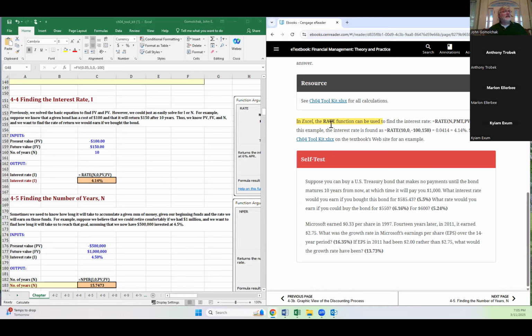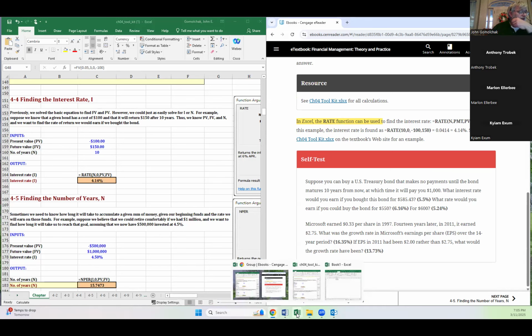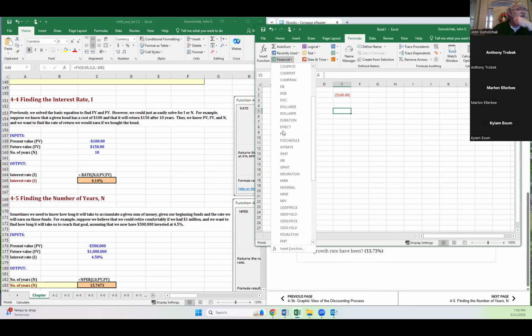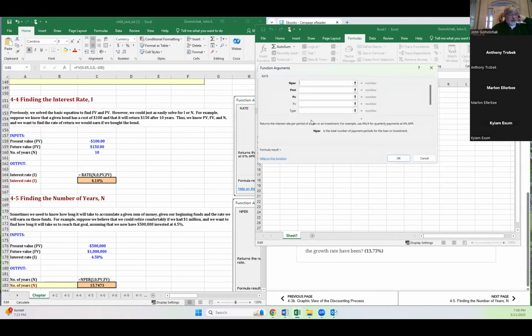All right, so let's see, what do we have as far as our information? We have a present value of 100, we have a future value of 150, and we know the number of years. So we're looking for the rate. All right, bring up my blank Excel spreadsheet, pick a cell, and let's look for rate. Right here, rate. You hit it, we're going to get our input chart, number of periods. Number of years is 10.